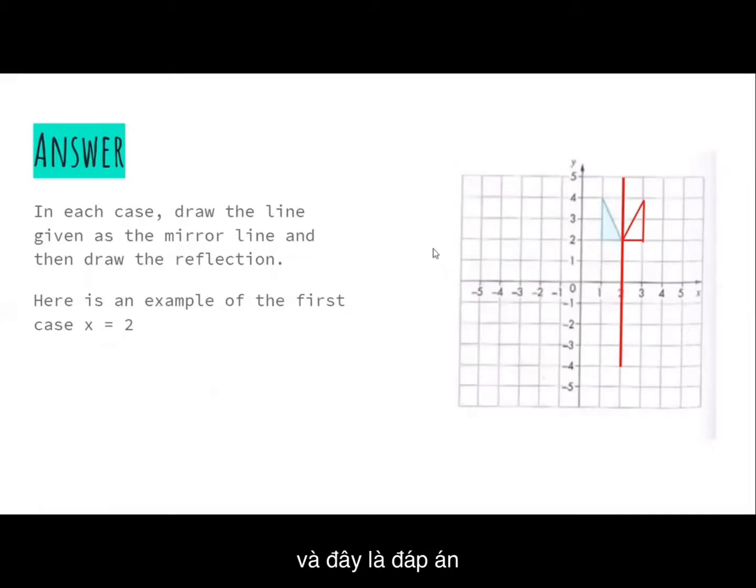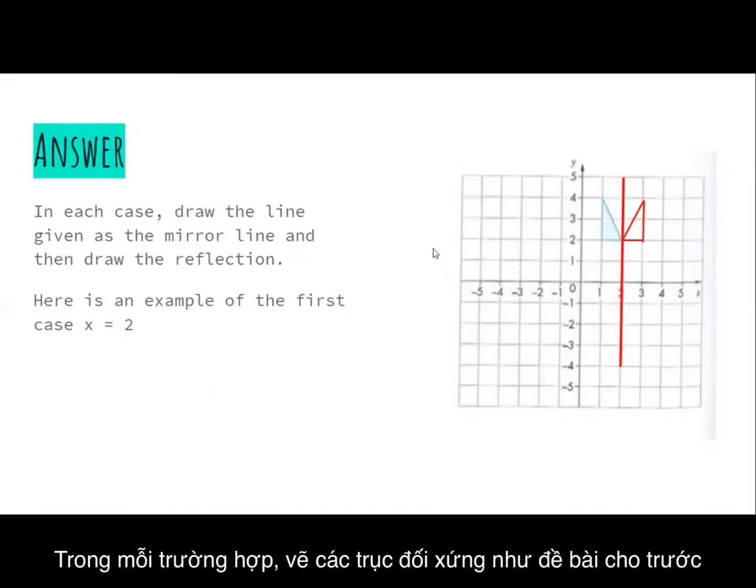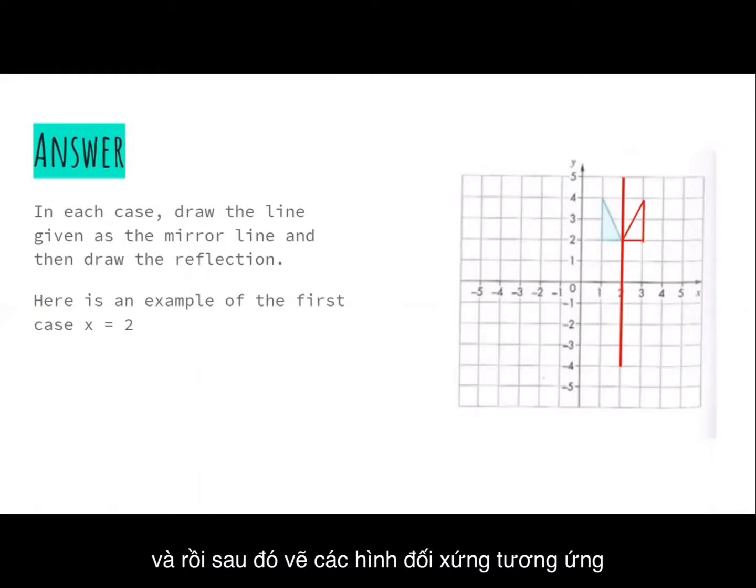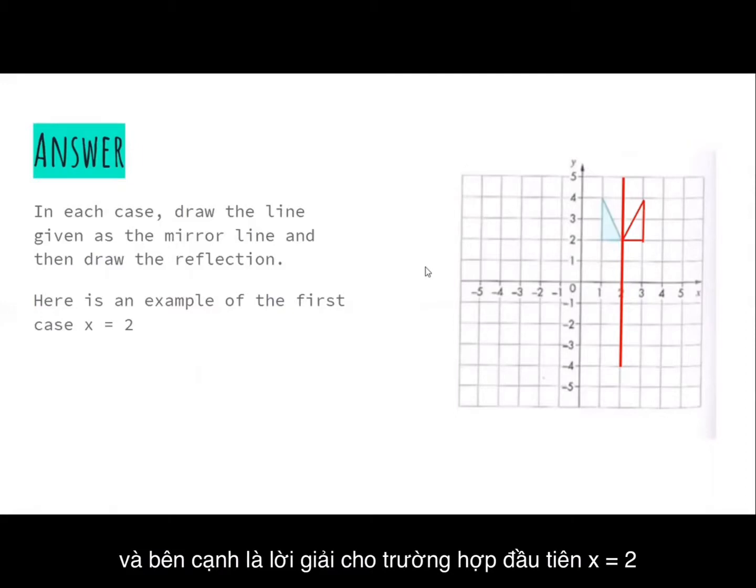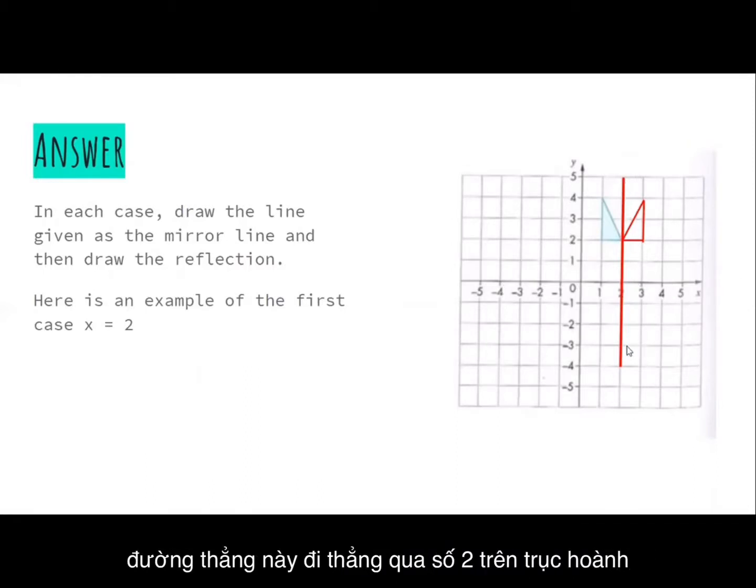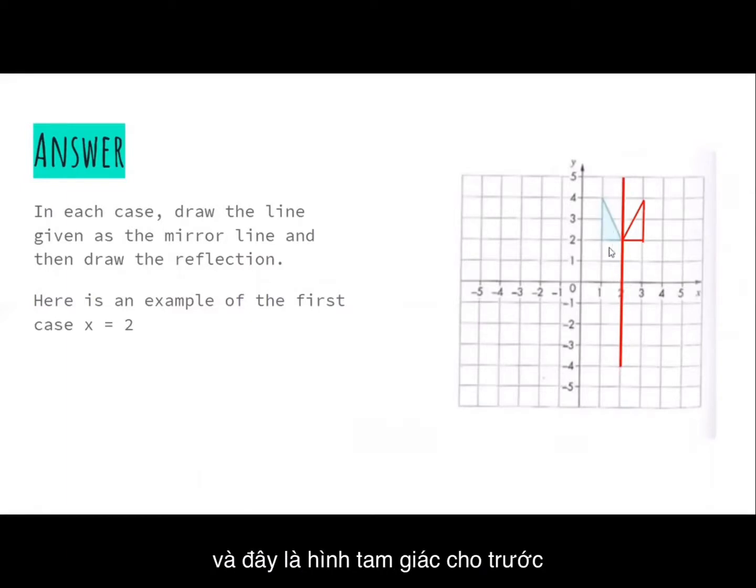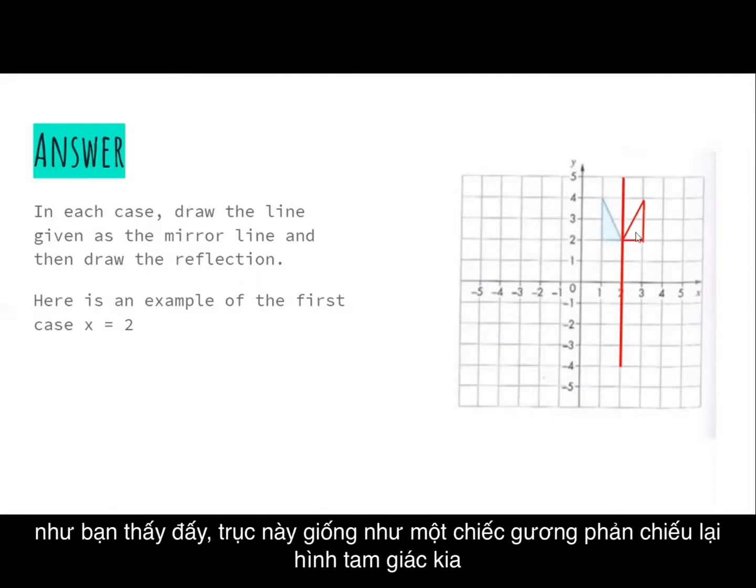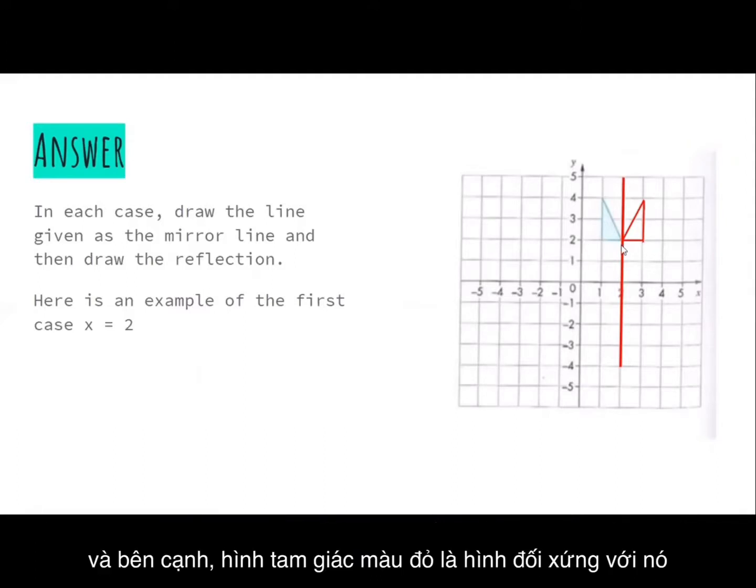So here's the answer. In each case, draw the line given as a mirror line, and then draw the reflection. I will just do one example for you. It's the first case, x equals 2. You know the line for x equals 2 is this line. You see here on the x-axis, number 2, so it is x equals 2. You draw the mirror line, and this is the given shape, and you have to reflect it the other way around. So you see here, it's just like a mirror, and this shape reflects itself.